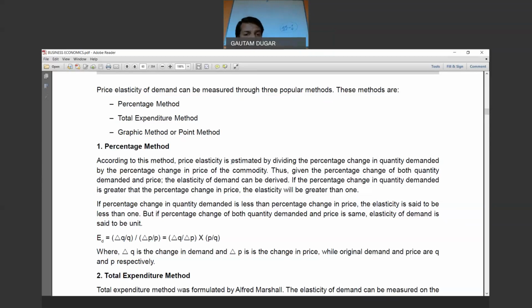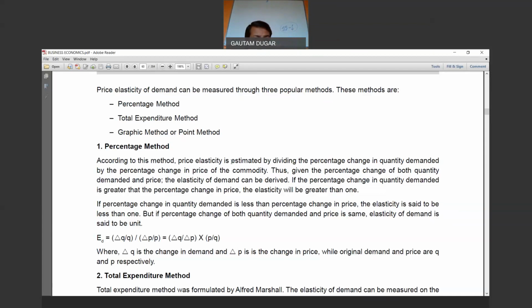And obviously, the value of price elasticity of demand will always be negative. Why is it always negative? Because either the changing quantity or the changing price, one of these values is negative. Because if the price increases, quantity decreases, and if the price decreases, quantity increases. So ultimately, the entire answer has to be negative. However, it is normally ignored. We ignore the negative sign.